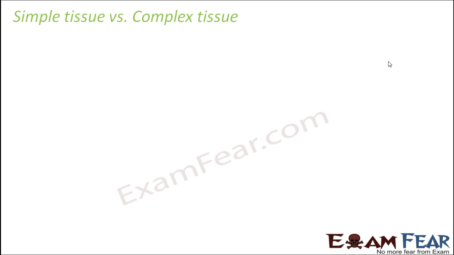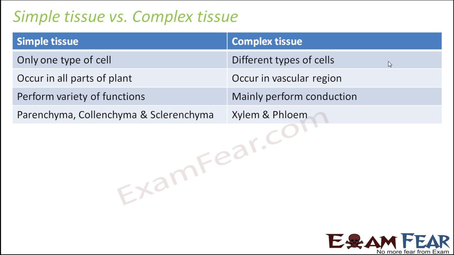Just to wrap it up, we will quickly look at the differences between simple tissue and complex tissue. Simple tissues were quite simple. They were made up of one type of cell, that is similar cells, whereas complex tissue is made up of different types of cells. Simple tissue occurs in all parts of the plant, whereas complex tissue occurs only in the vascular region. When we talk about simple tissues, we are talking about parenchyma, collenchyma, sclerenchyma. So they are present almost everywhere.